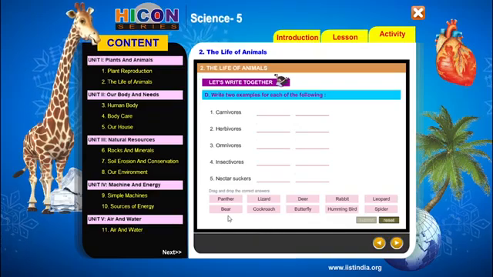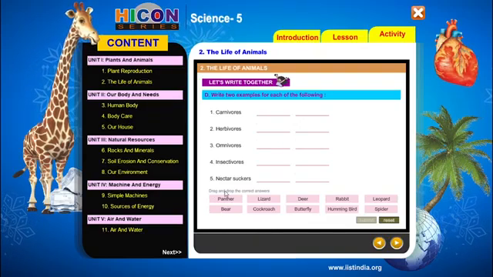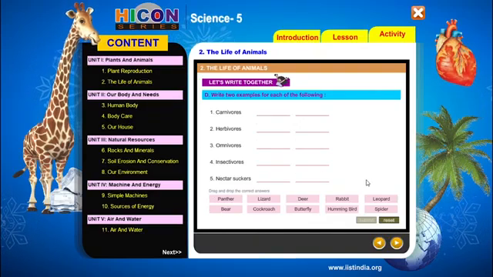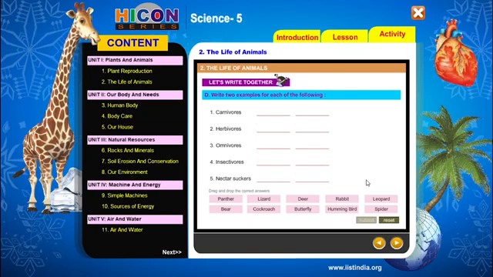But the examples are already given below these sentences. Now our task is to pick the correct answers. That means we have to pick the suitable answers for each category of animal, and write those words in the blanks provided in each category of the animals.